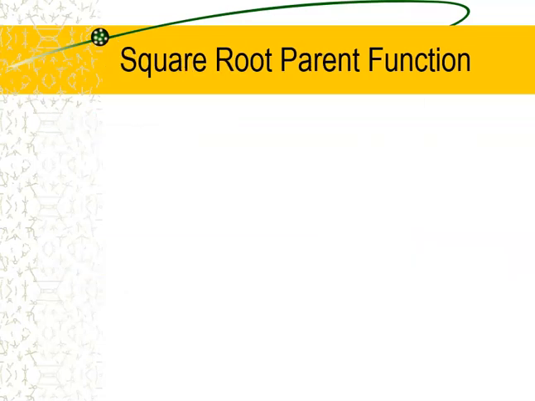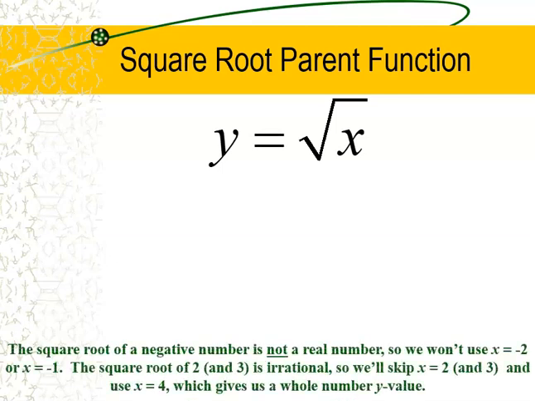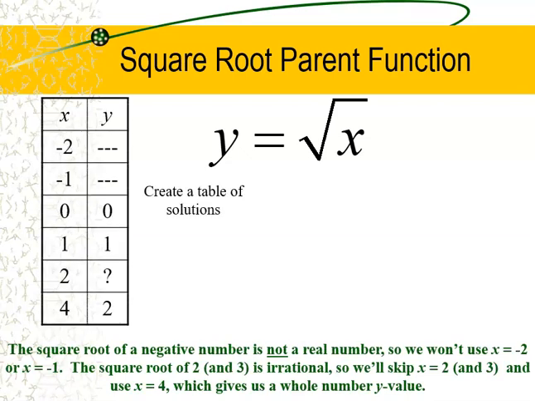The square root parent function is the equation y is equal to square root of x. Now this one, we don't want to use all the numbers -2, -1, 0, 1, 2, because if you put a -2 under your square root, then your calculator will give you back an error message. That is not a real number, so you cannot take the square root of -2.